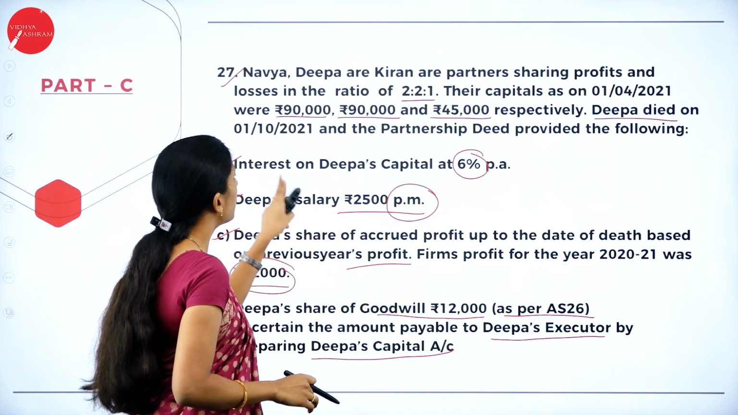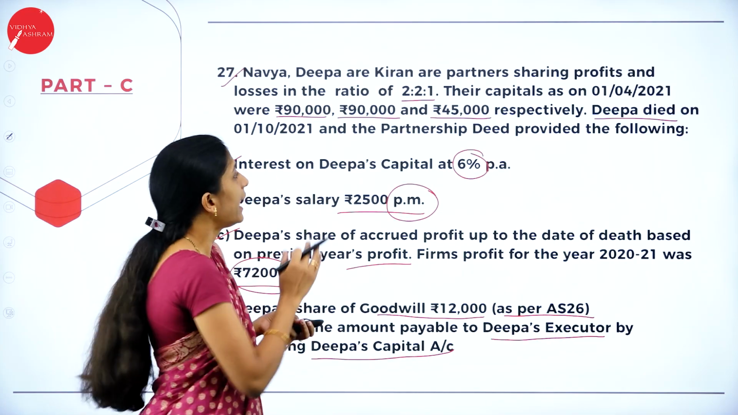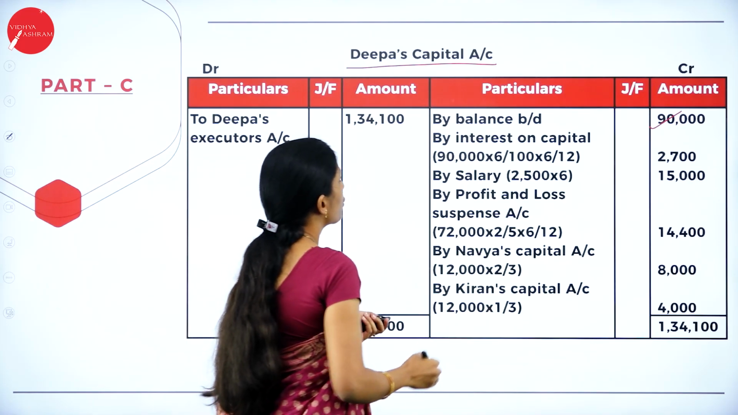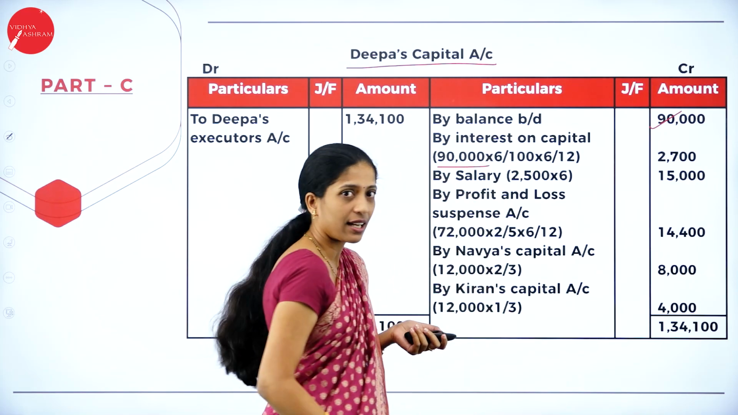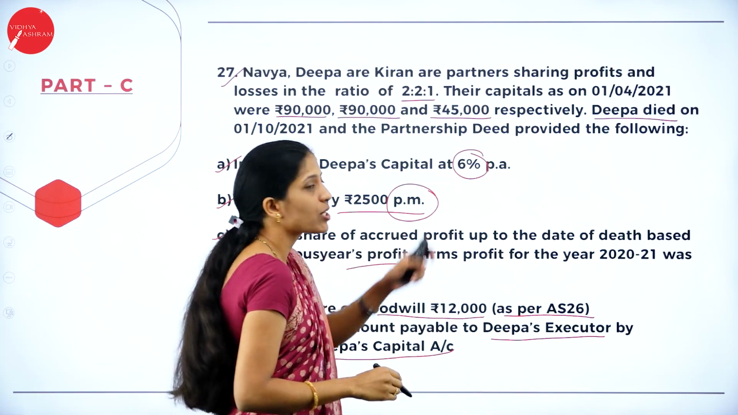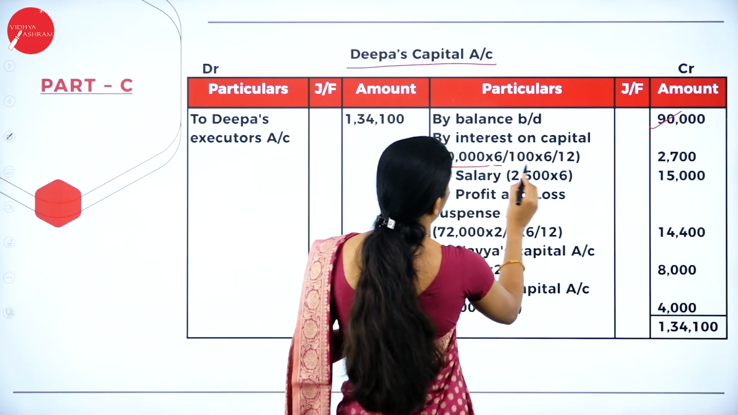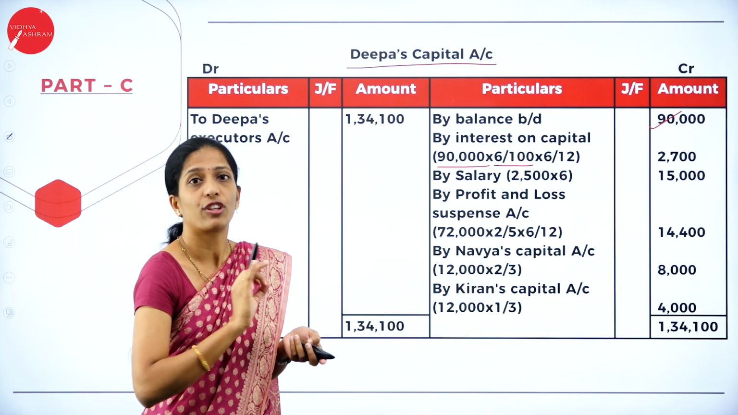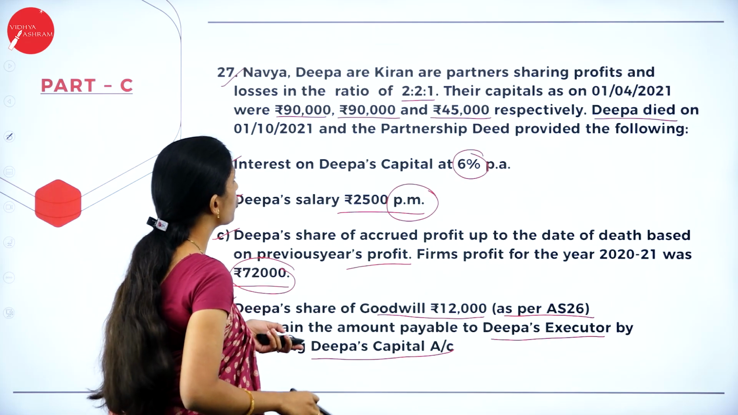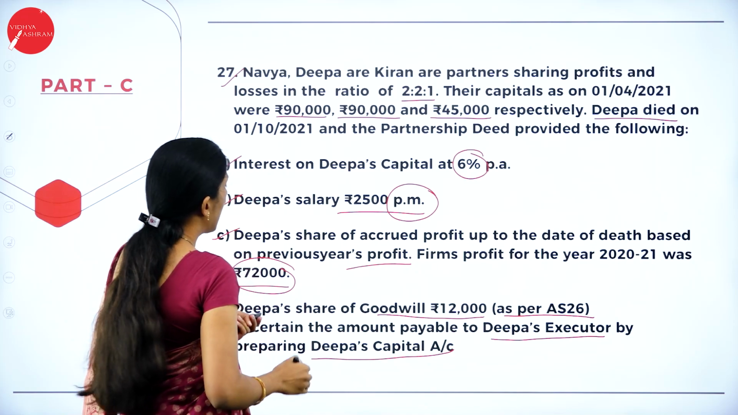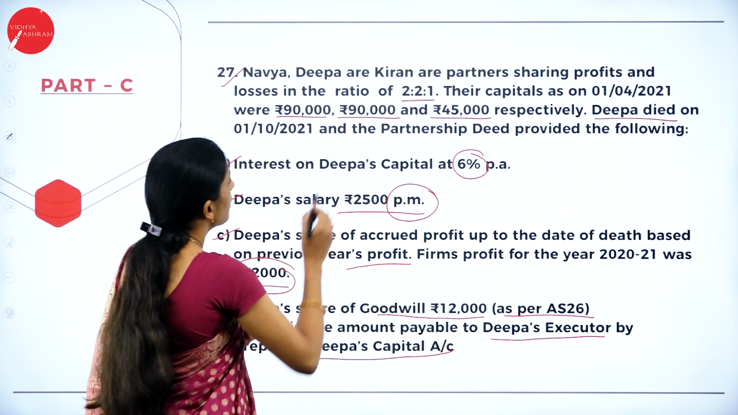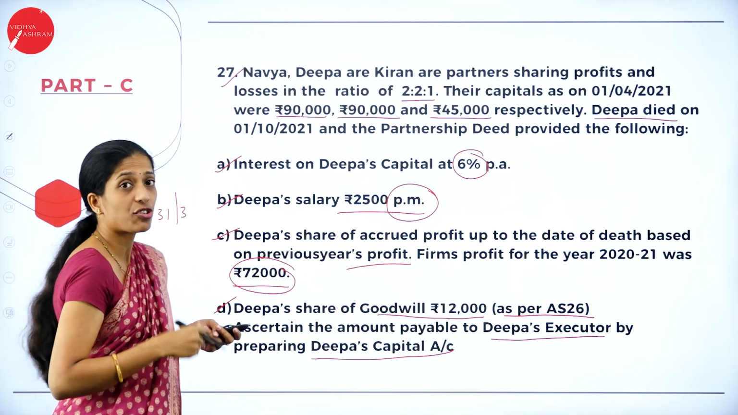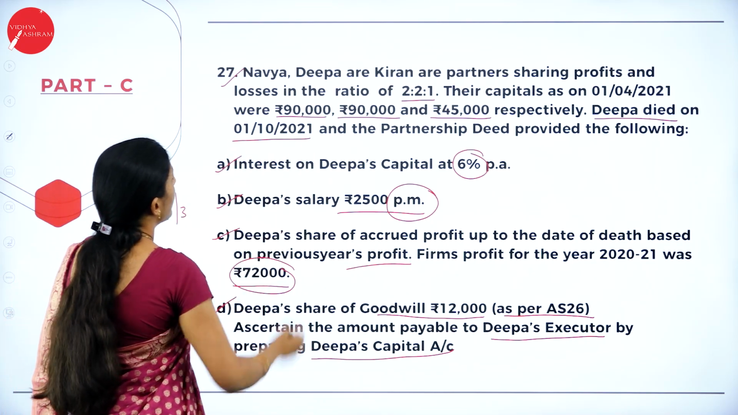Next we have to give the interest on capital at 6% per annum. So how do we calculate? So by interest on capital, 90,000 is her capital. What is the percentage? 6%. So 6 divided by 100. But we can't calculate for the whole year because Deepa was not there for the whole year. So for how many months she was there? So year ending. So what was the year ending? So that is 31st March will be the year ending. But when did she die? So she died on 1/10.